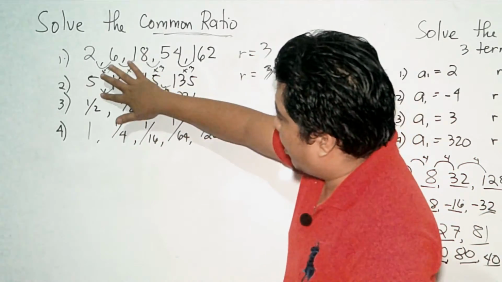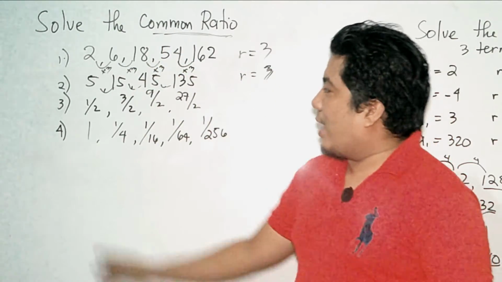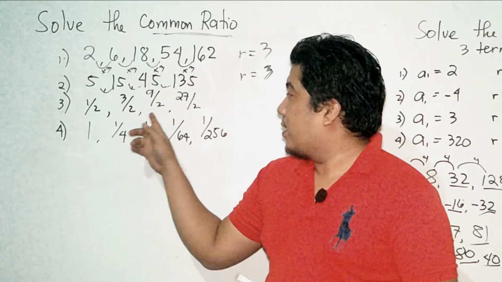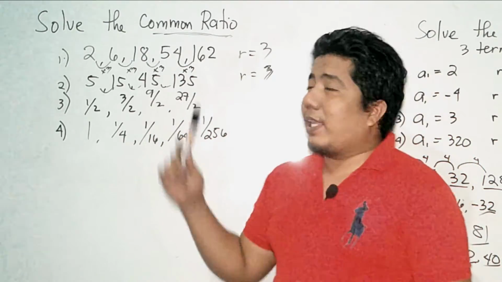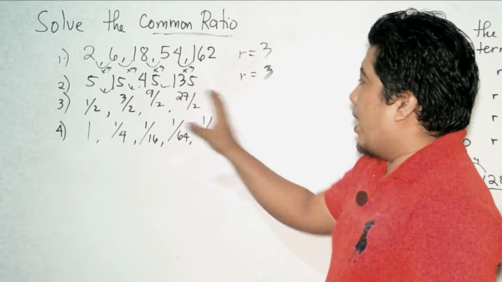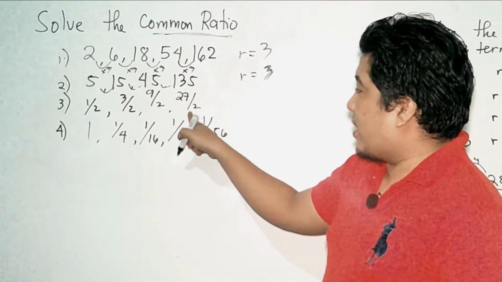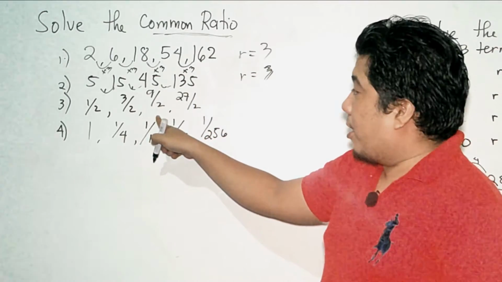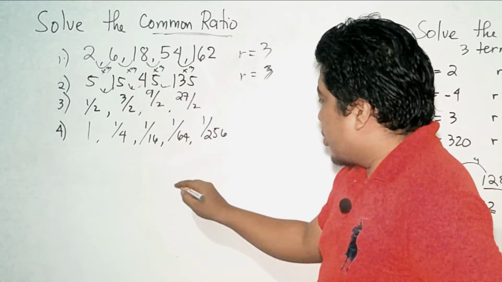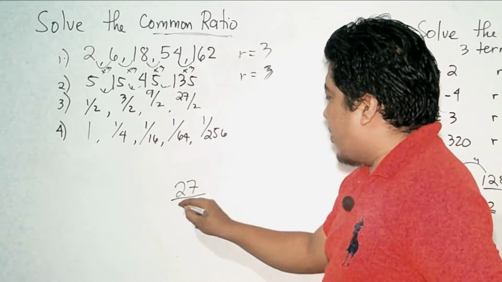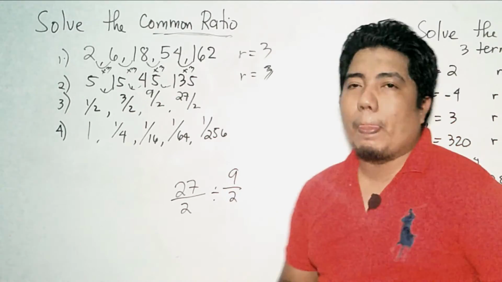Now this is the tricky part, right? We have 1 half, 3 halves, 9 halves, and 27 halves. How do we get the common ratio? Now, you can use this one: 27 over 2 divided by 9 over 2. You can use that one. So, let's just write here: 27 over 2 divided by 9 over 2.